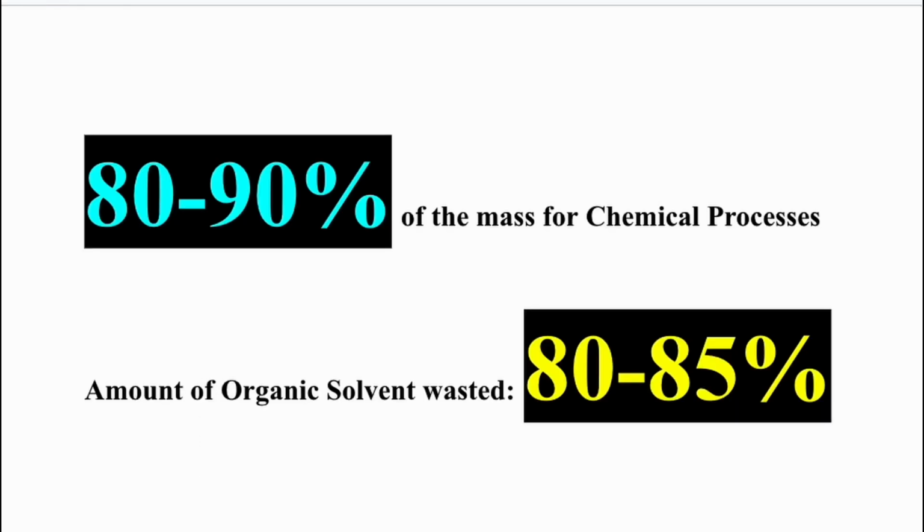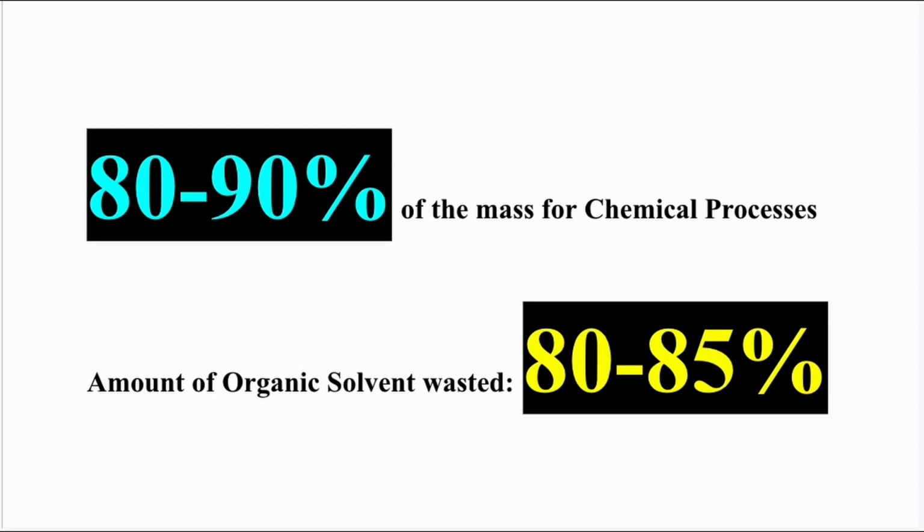Since organic solvents are the bulk medium in which chemical reactions occur, they account for around 80 to 90% of the mass of the chemical processes. However, when the reaction is complete, the solvent is actually not desired, and the final step of chemical processes almost always involves the separation of the final desired product from the organic solvent. And this kind of explains the large amount of organic solvent that is wasted at the end.